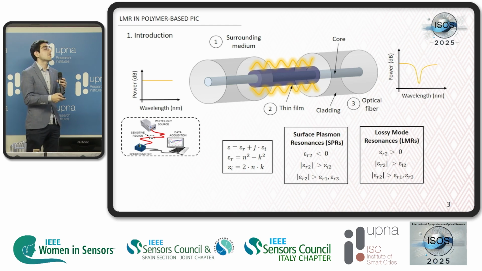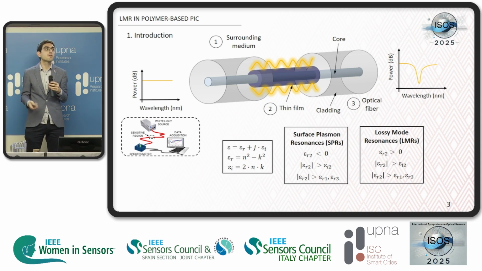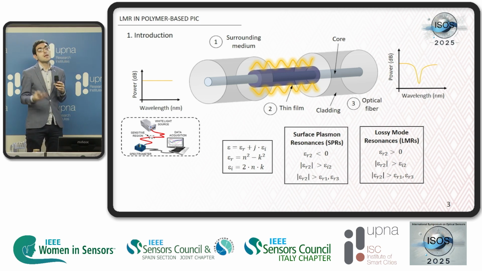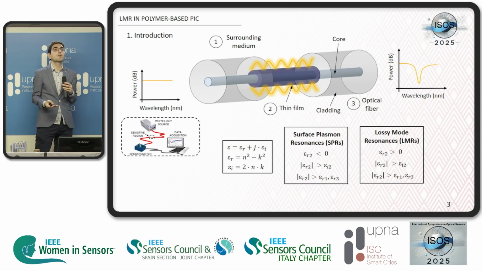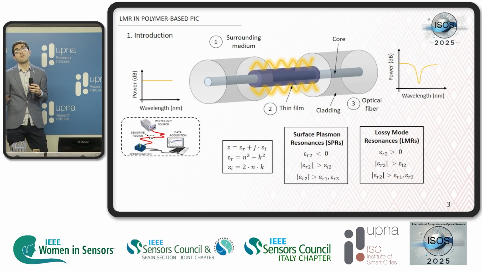Instead of these conditions, it's easier to say that if we are with dielectric materials whose real part of the refractive index is much higher than the imaginary part, let's say metal oxides and polymers, we are going to generate lossy mode resonances. If we are with materials where the imaginary part of the refractive index is higher than the real part, which are metals such as gold or silver, we are going to generate surface plasmon resonances. It's easier to think in terms of materials instead of these equations.